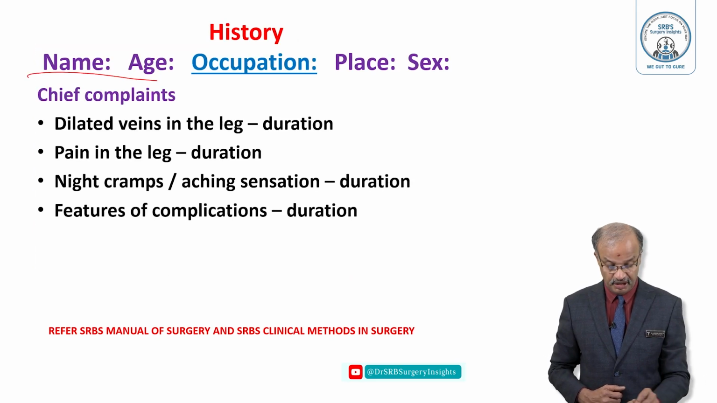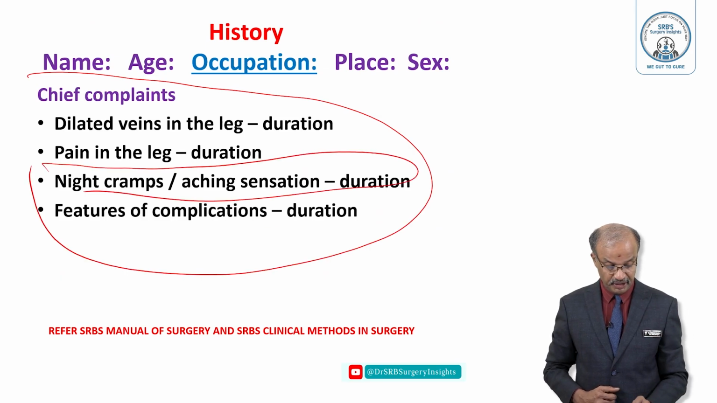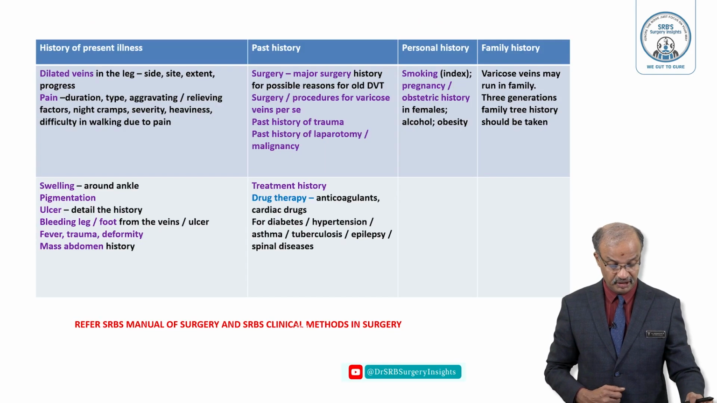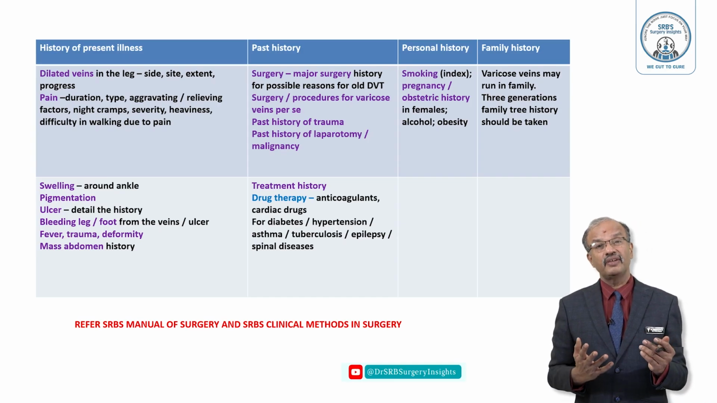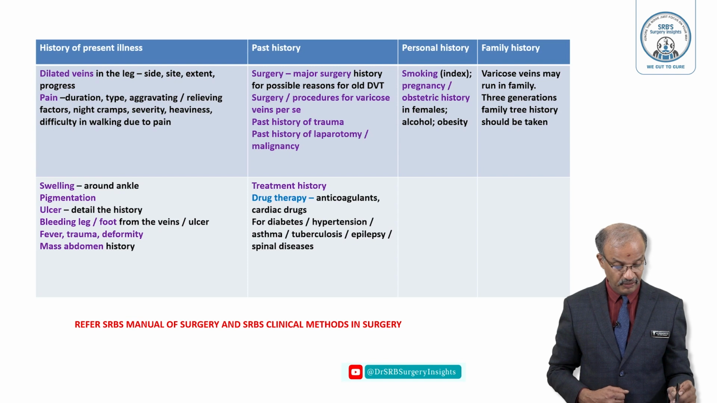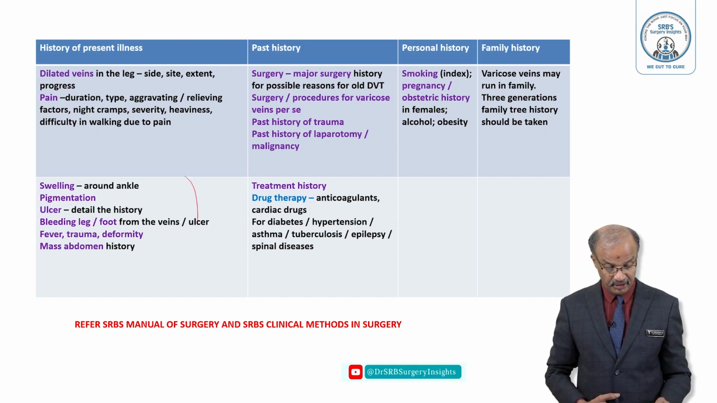This is how exactly we take the chief complaint. Night cramps are quite common in this patient. The complications, in this order, you have to mention in the chief complaints. Remember this table when you present a varicose vein: orderly dilated vein, pain and swelling, pigmentation, ulcer, and you should write detail about everything. A mass in the abdomen may be a cause for that, so it is an etiological point also.